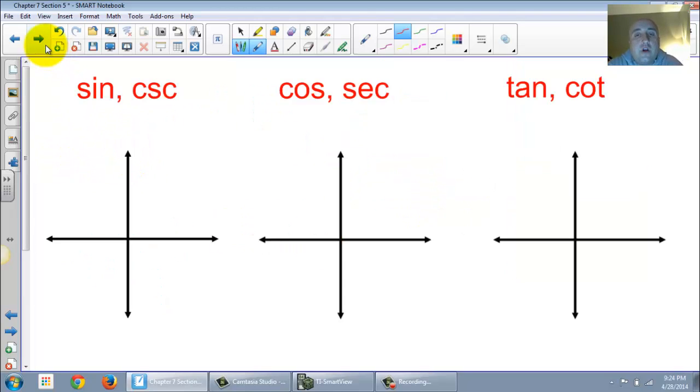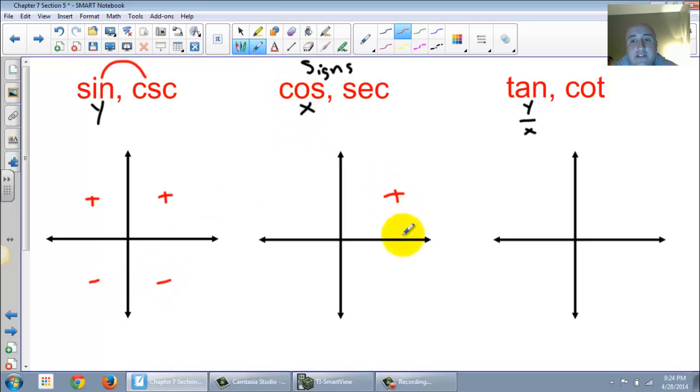All right, so signs. What do we know about signs? This page should be titled Signs. Remember, sine deals with y values, cosine deals with x values, and tangent is y divided by x. Sine is positive in quadrants 1 and 2 and negative below. So positive above, negative below. Same thing with cosecant. Remember, these go together. So cosecant is also positive in the first two and negative in the second two. Cosine is x value, so that's positive on the right side and negative on the left side.